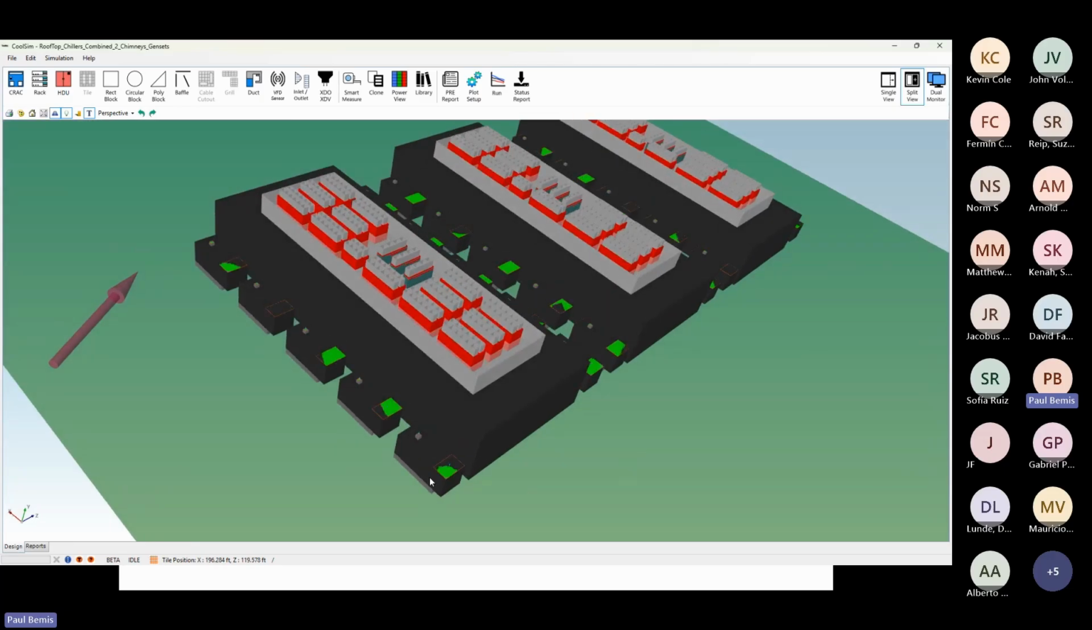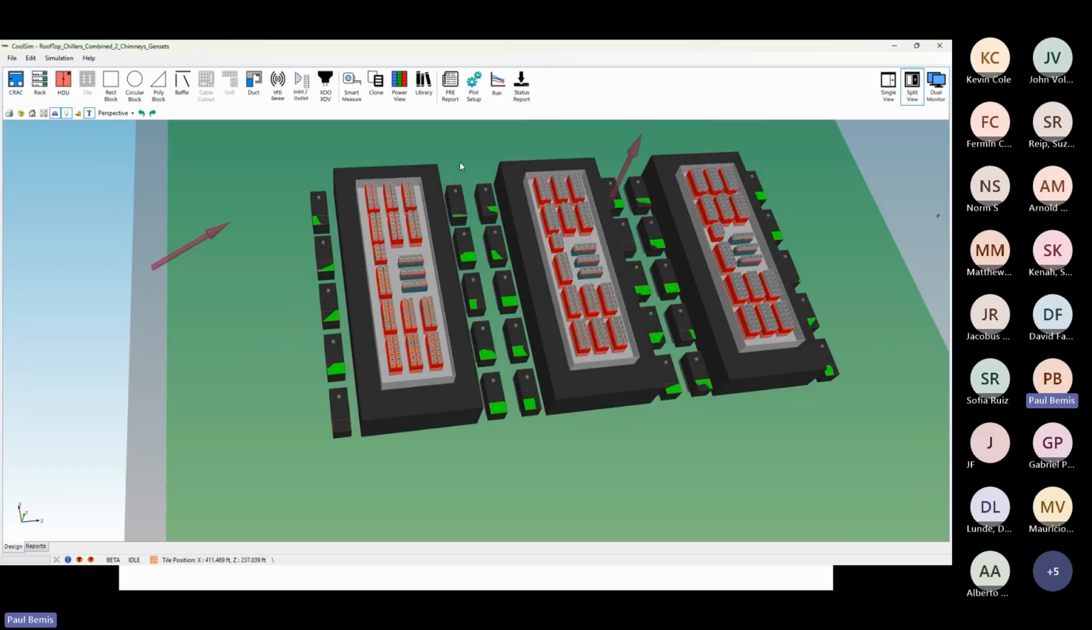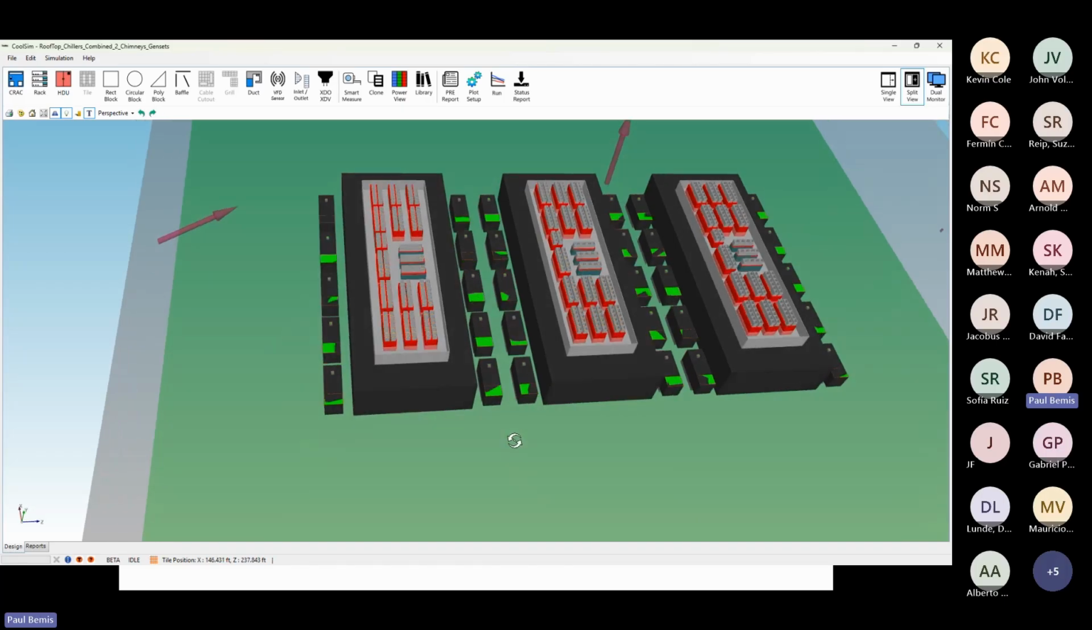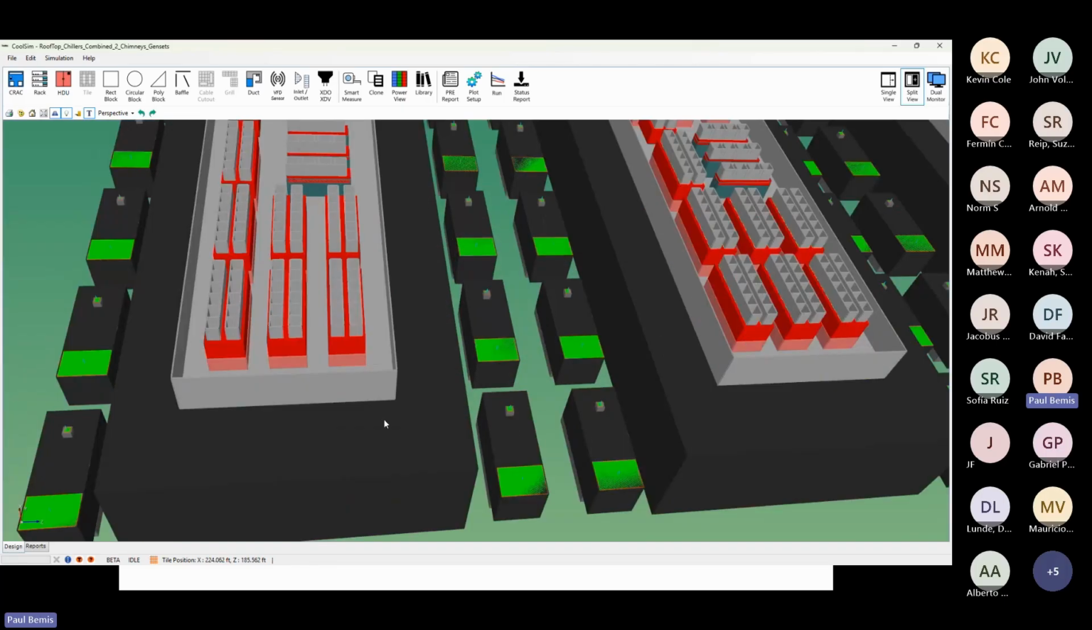And same thing for each structure. So you can lay out an entire structure like this one, and then clone the whole thing 2 times in the Z direction and be done. So laying it out in CoolSim is quite easy and quick, and it's designed to do it.